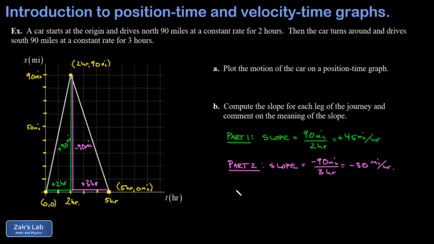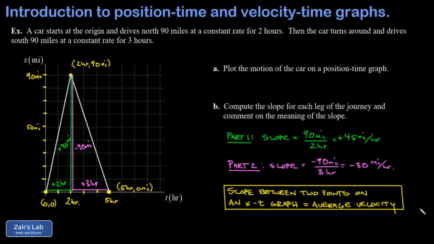And this gives us our first major conclusion of the video. And this is worth remembering, so I'll put it in a box. The slope between 2 points on an xt graph gives us the average velocity.